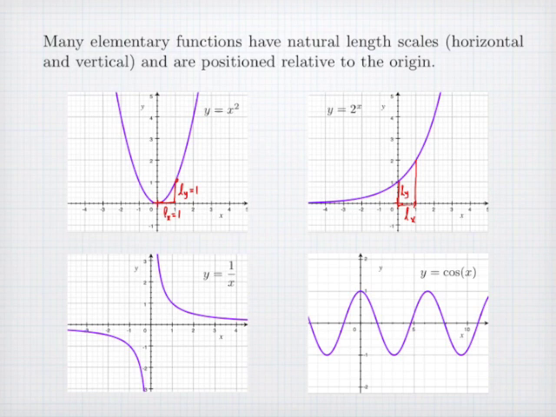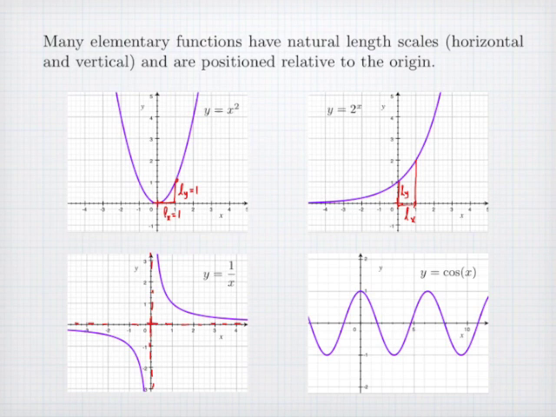Next, I want to pay attention to the reciprocal function, where I take y equals 1 over x, and this is relative to the origin in a special sense: this function has a horizontal asymptote of y equals 0 and a vertical asymptote at x equals 0. So the origin is the crossing of the two asymptotes.